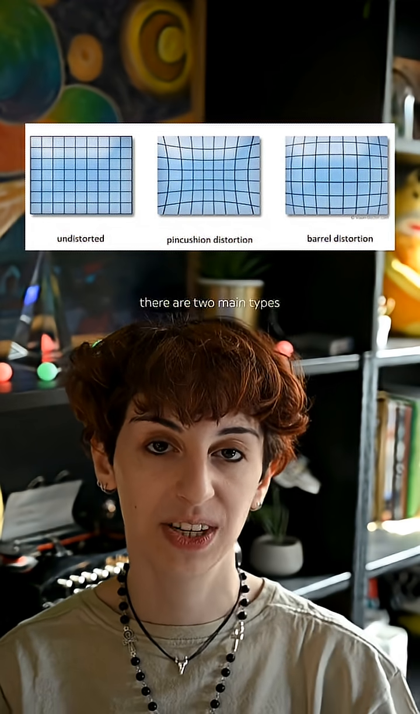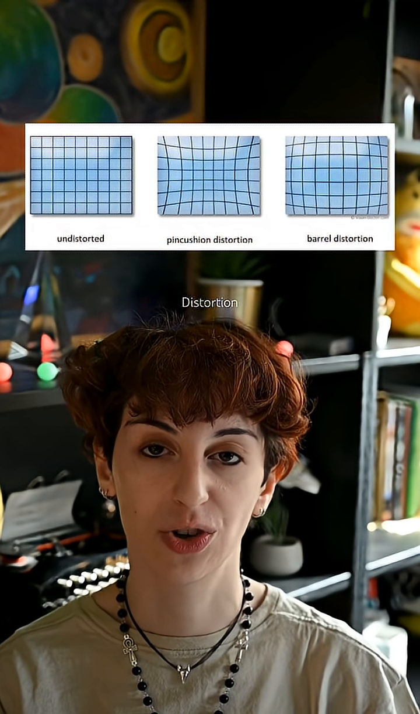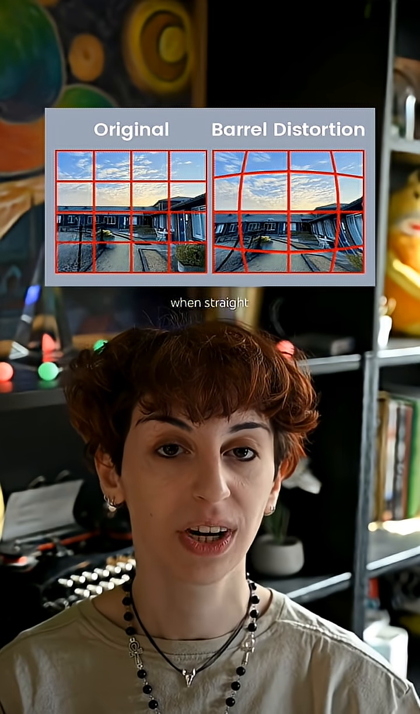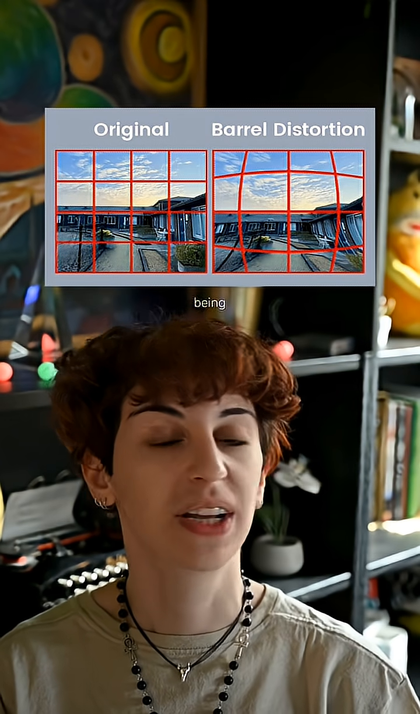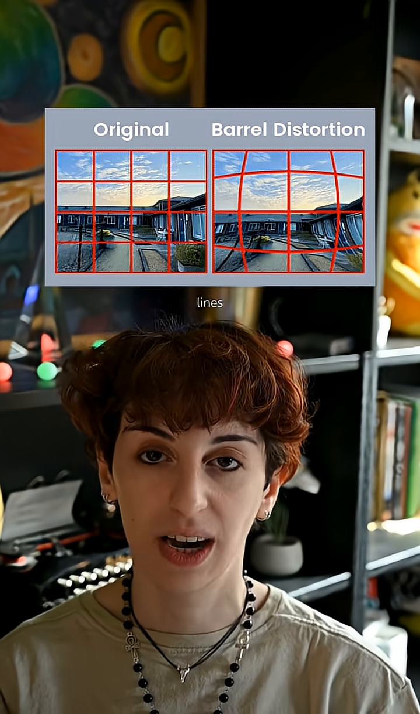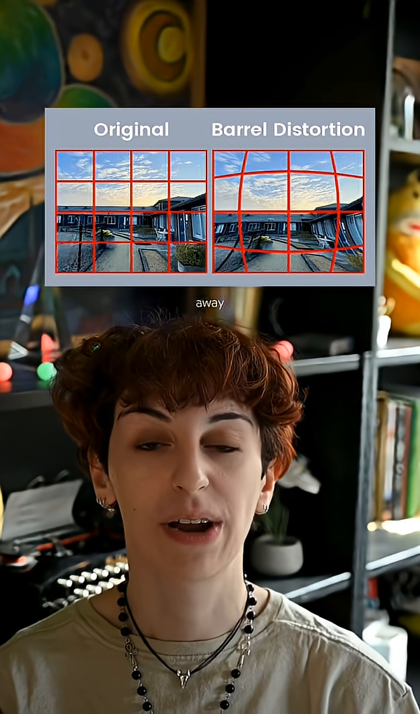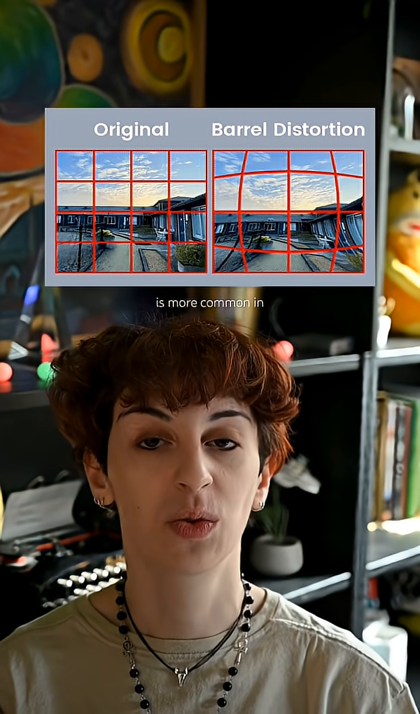There are two main types, barrel distortion and pincushion distortion. Barrel distortion happens when straight lines bow outward from the center of the frame. Imagine the image being wrapped around a barrel. Vertical lines near the edges curve away from the center. This is more common in wide lenses.